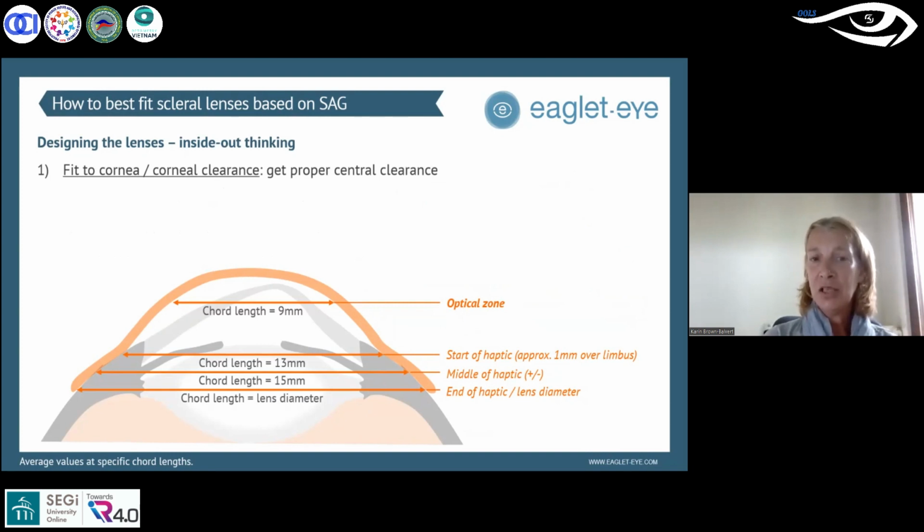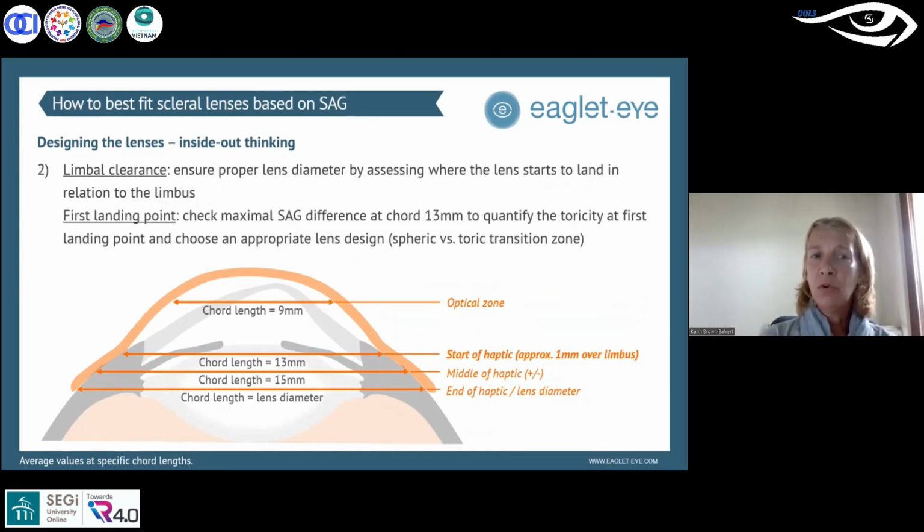So from there on, you then need to start thinking of the haptic. So something like 13 millimeters, which is about 1 millimeter over the limbus, which is really where the scleral lens will start landing. So limbal clearance ensures proper lens diameter by assessing where the lens starts to land in relation to the limbus. So the first landing point, we need to check the maximal sag difference at a chord length of 13 to quantify the toricity at the first landing. So do we need something like a spherical lens, or do you need something like a toric lens that actually will start landing?